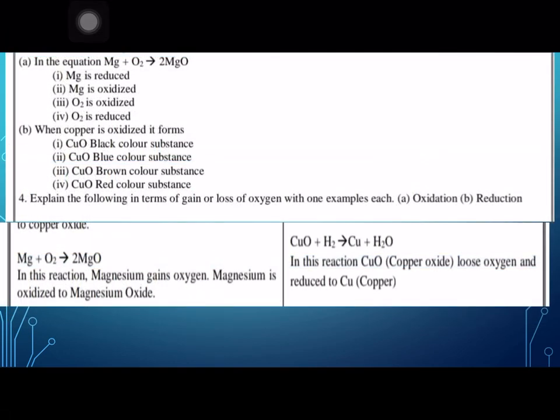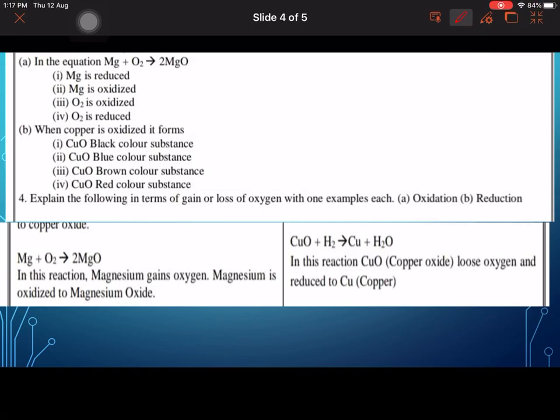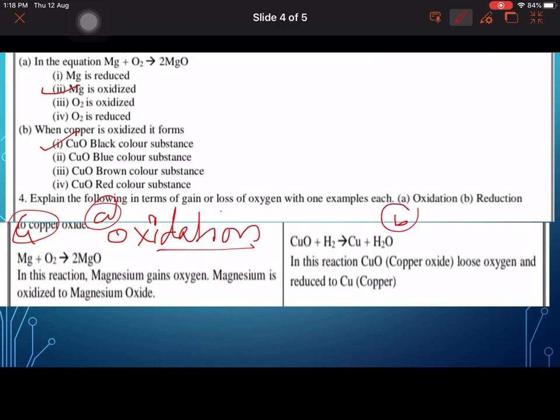Next, in the equation magnesium plus oxygen, magnesium oxide will be formed. So what is happening? Magnesium is oxidized. When copper is oxidized in the form of copper oxide, it is black in color. Explain the following in terms of gain or loss. So this is the answer number 4. This is in terms of gain, this is for oxidation, A part, and this is your B part, reduction.